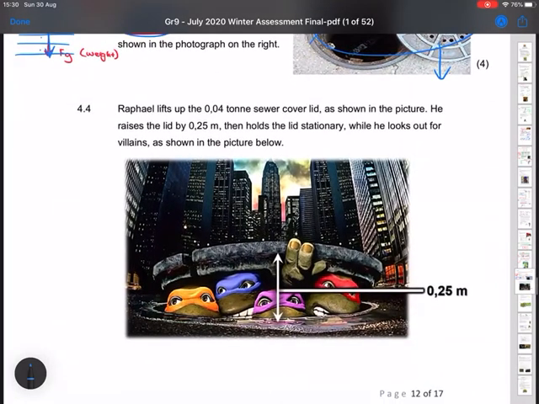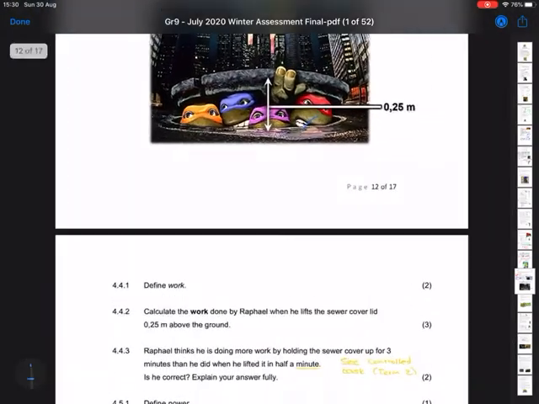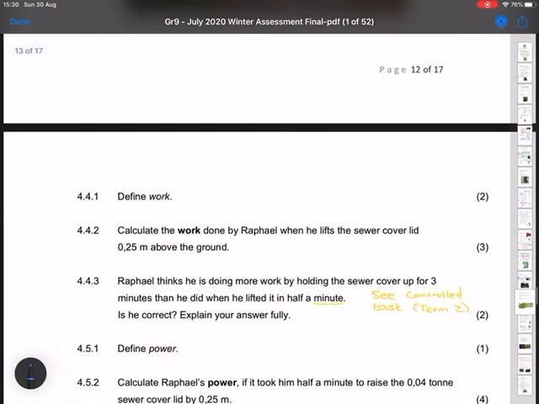Raphael lifts up the sewer lid, which we now know to be 40 kilograms. He raises the lid by a height of 0.25 meters, then holds it stationary so it's not moving while he looks out for villains as in the picture below. Define work, that's a definition straight from your notes. Calculate the work done when he lifts the sewer cover lid 0.25 meters.